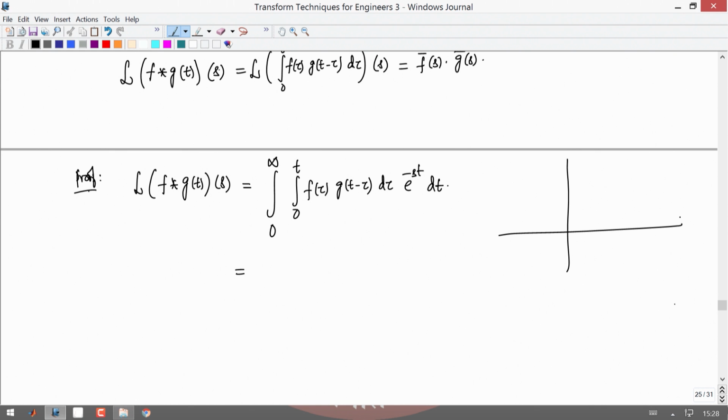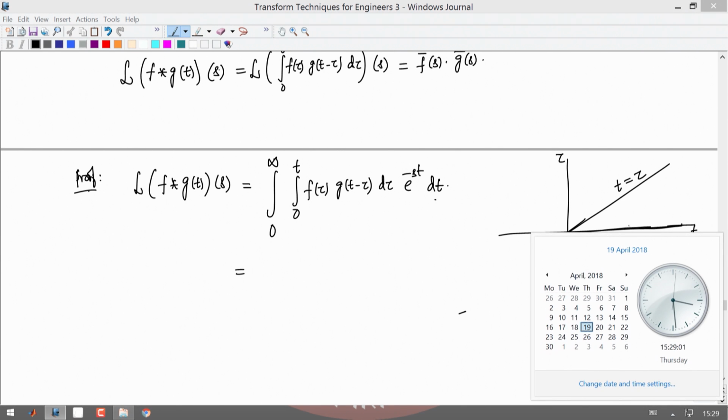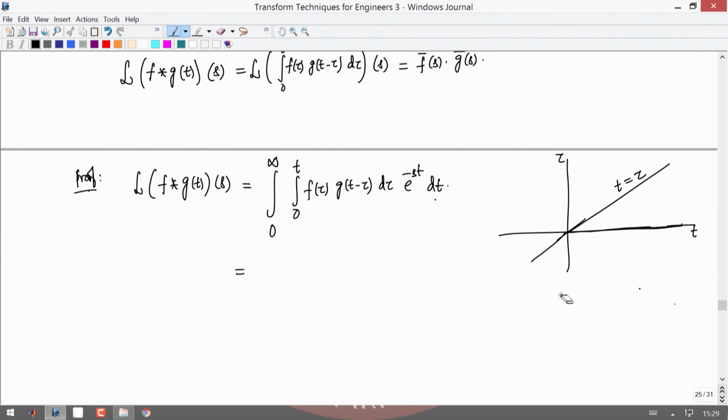If you view in a plane, if this is your t axis and this is your tau axis, let us say, and this is the line t equal to tau, what happens? t is actually 0 to infinity. So, you take 0 to infinity here for t. When you fix t, let us say fix t, and what is tau?